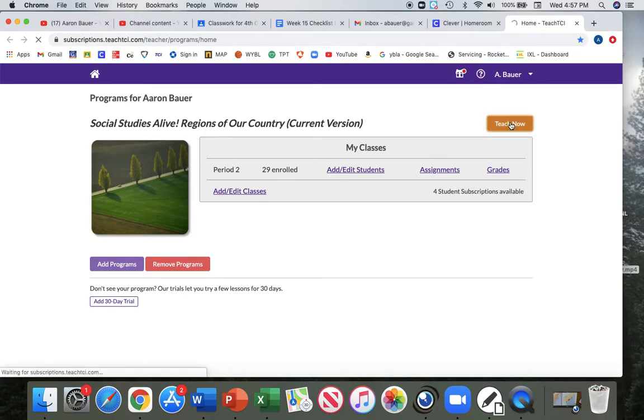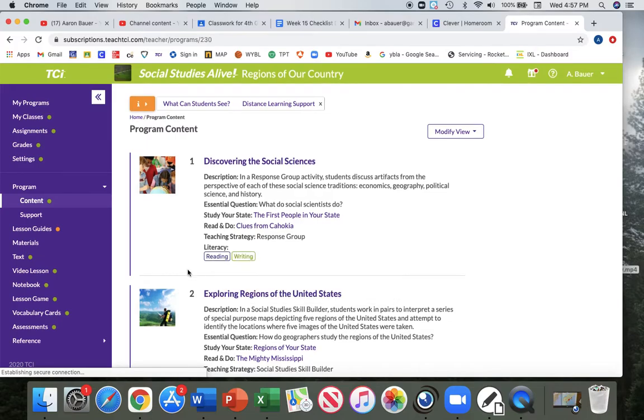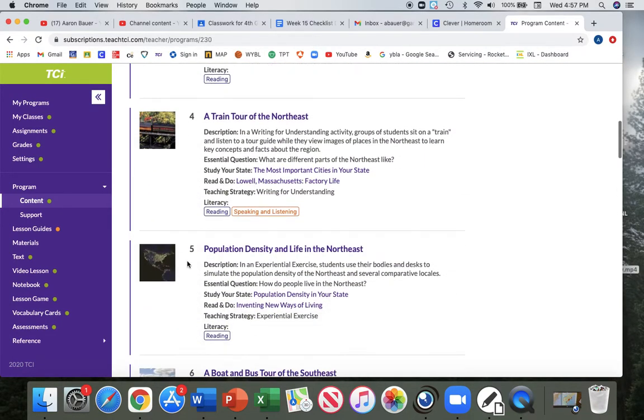Now mine's a little bit different. I got to click on Teach Now to get to where you guys are, and then you should have a list of all the different units so far. We're on Unit 5 down here, the population density of the Northeast. If you'd like to see the book, you click over here.